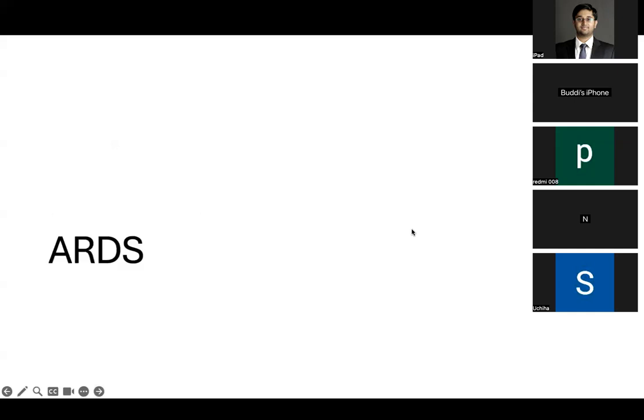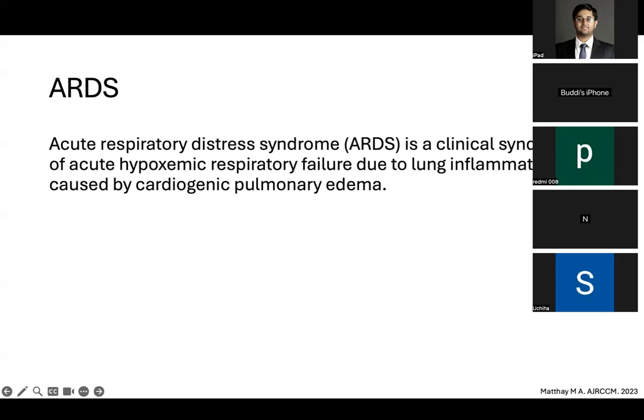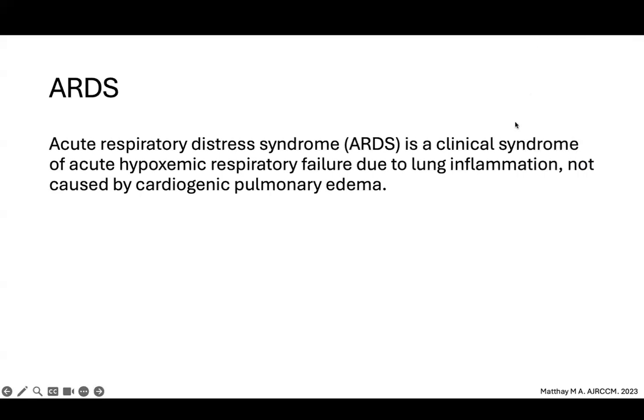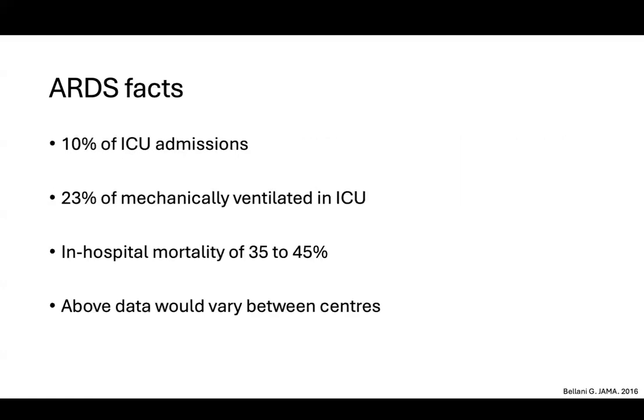So first, let's come to ARDS. What is ARDS, right? ARDS is a clinical syndrome of acute hypoxic respiratory failure due to lung inflammation, not caused by cardiogenic pulmonary edema. So this is just the broad definition that you can say. But let's go a little bit further and we'll get into the nitty-gritties in some time. So just some facts.